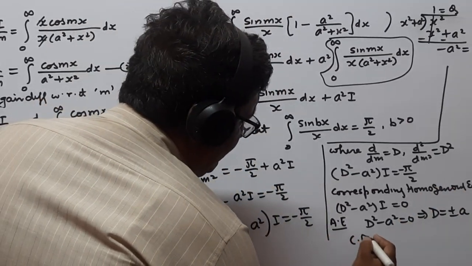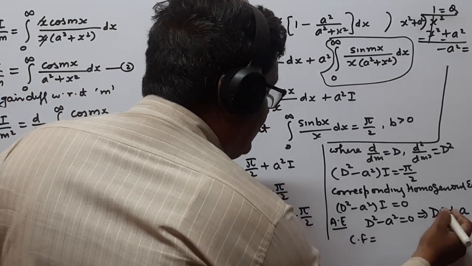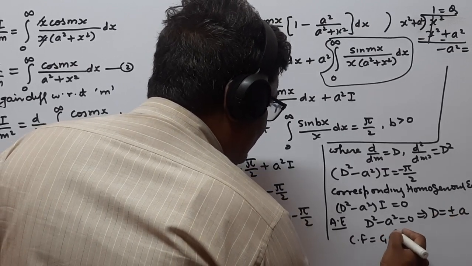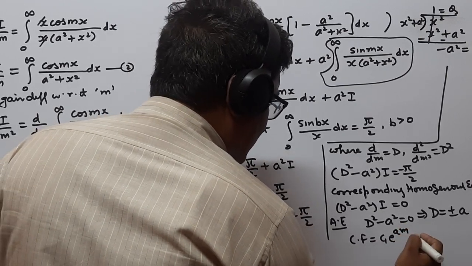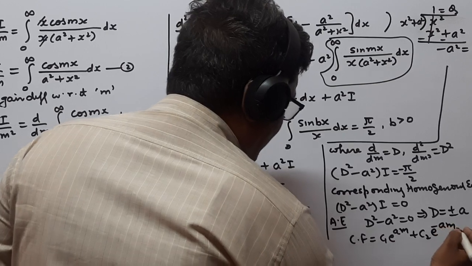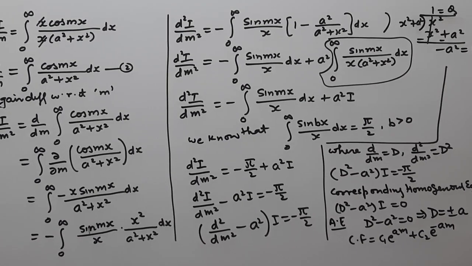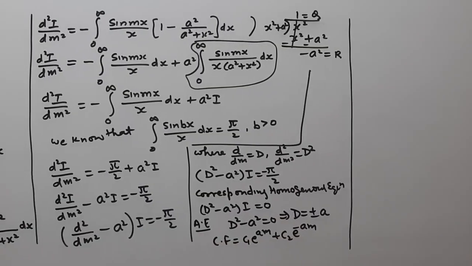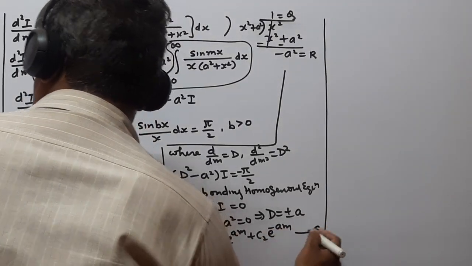So the complementary function, CF, can be written with the different roots plus a and minus a. So this can be written as c1 e to the power am plus c2 e to the power minus am. So this is the complementary function of the second order differential equation. Suppose that this is the third equation.